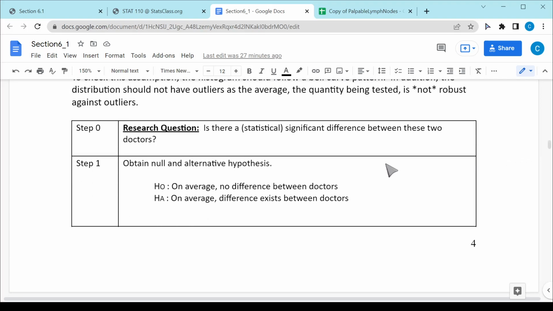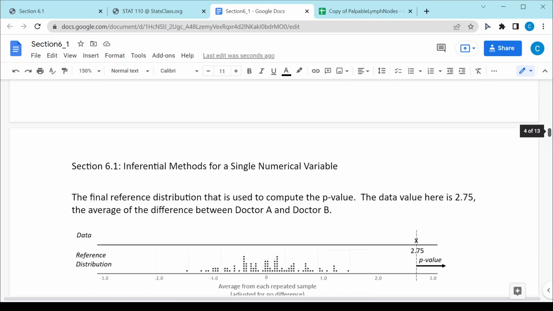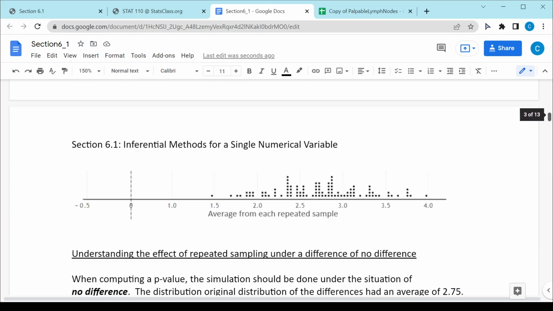Okay, let's go ahead and do the test. Is there a significant difference in the average between these two doctors? So what we're going to do here is actually test our average. So that should probably be in the research question. So is there a statistically significant difference in the average between these two doctors? Again, if there is no difference, then that average should be at 0. Okay, so where was that picture again? Right, this indicates no difference.